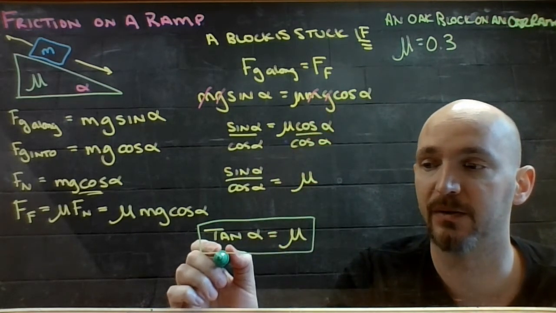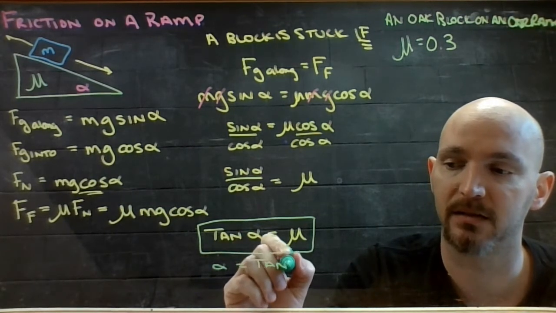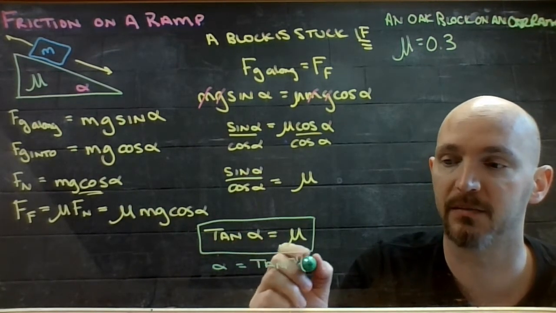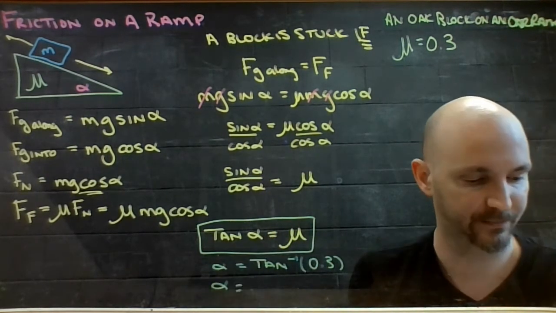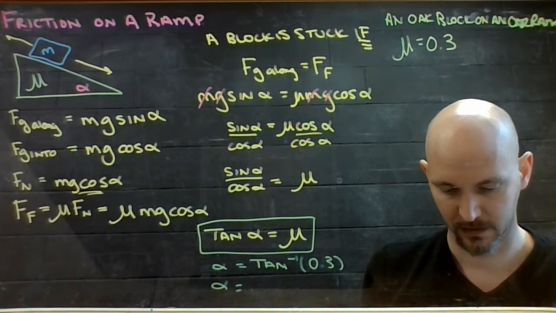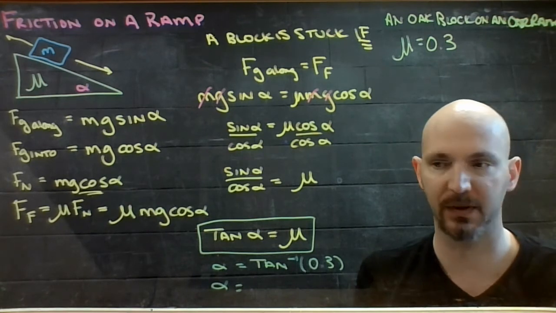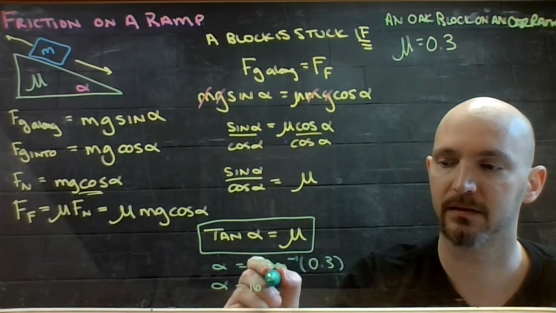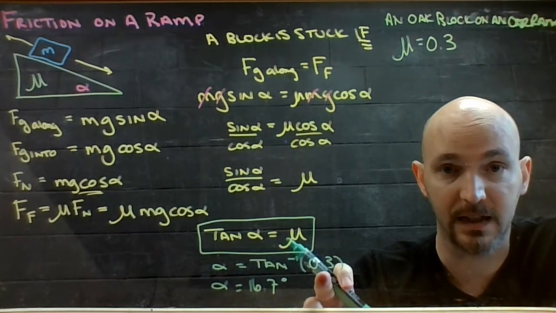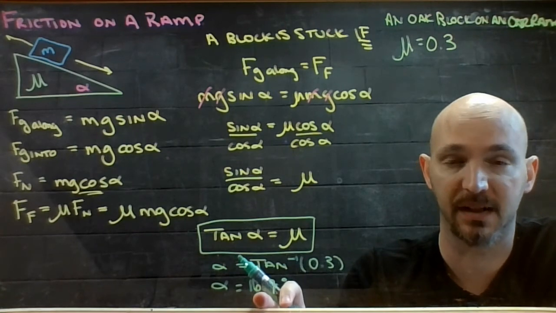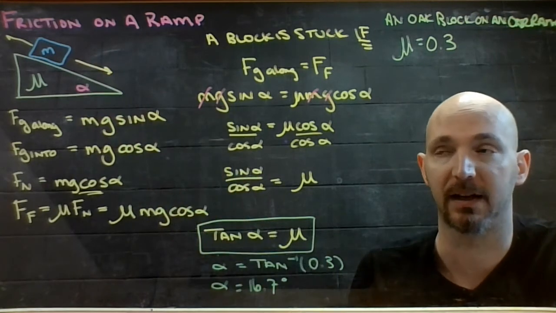All I have to do is move my tan to the other side, so it's tan minus 1, arctan is its proper name, of my coefficient of friction. So if I check that, here 0.3, and then arctan, I get 16.7 degrees. So because oak on oak is only this sticky, the steepest I can make a ramp is 16.7 degrees before this angle is too steep and the thing starts to slide.